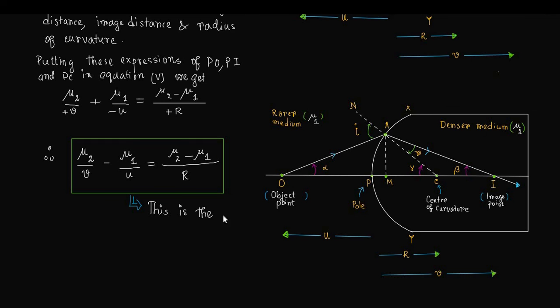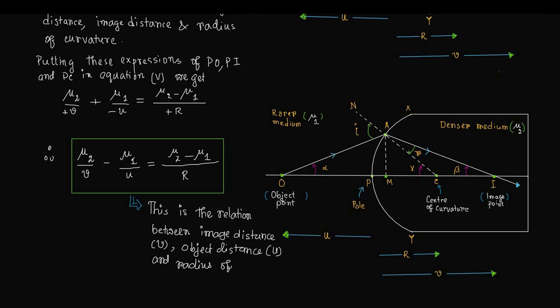This is the relation between image distance V, object distance U, and radius of curvature R for the image formation through a convex surface, provided the object exists in the rarer medium and a real image is formed in the denser medium. Mu2 by V minus mu1 by U is equal to mu2 minus mu1 divided by R. This is the relation between the image distance V, object distance U, and radius of curvature R for the refraction of light.